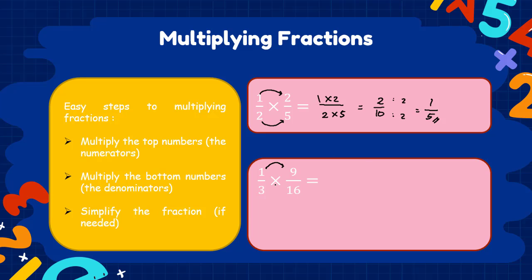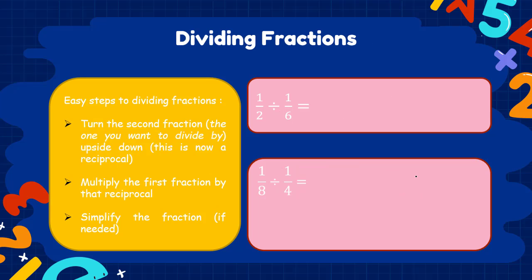And then another example, we multiply 1 times 9, and then for the denominator we multiply 3 times 16. So the answer will be 9 out of 48, and we can simplify it. We can divide it by 3, so it's equal to 3 out of 16.